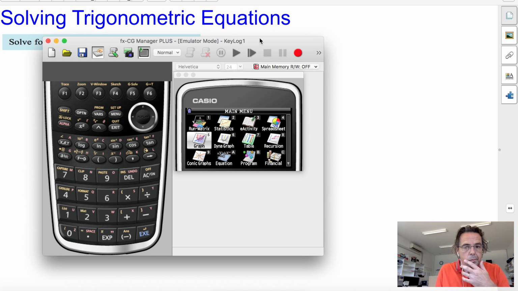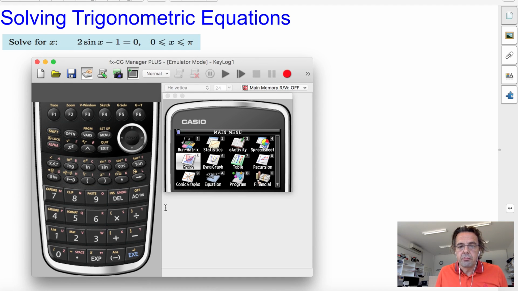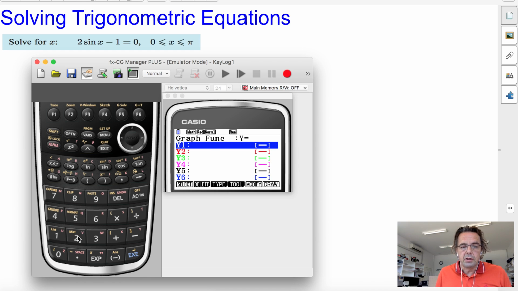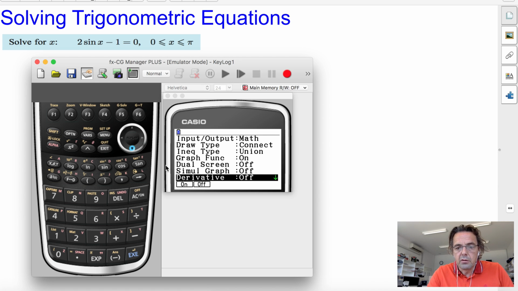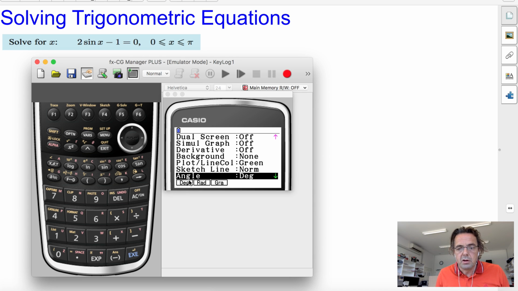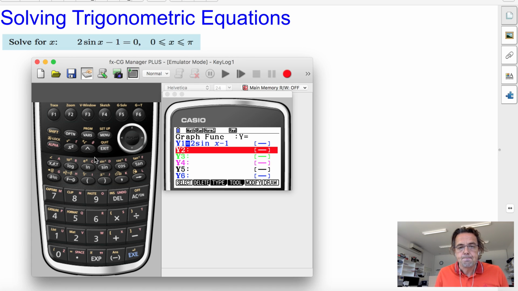And what we can do is graph 2 sine x take 1. So we use the graph menu, menu 5, and we put in 2 sine x take 1. There it is. Now we have to check with shift setup whether our calculator is in radians. There it is, angle is in radians, so we don't want it in degrees, we want it in radians. Once it is, press exit, it's okay.